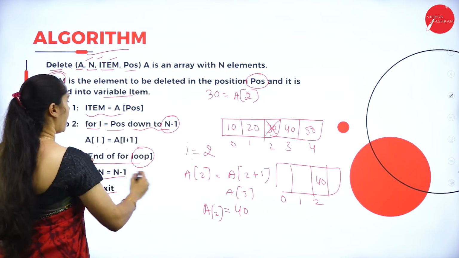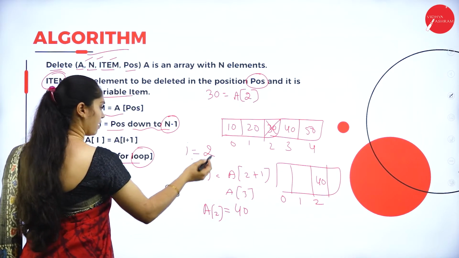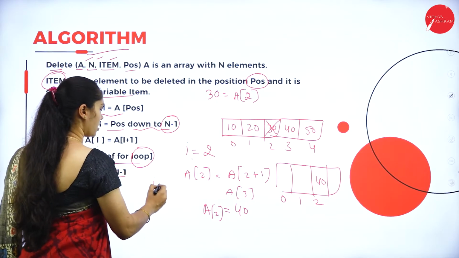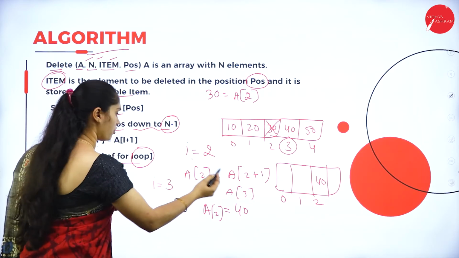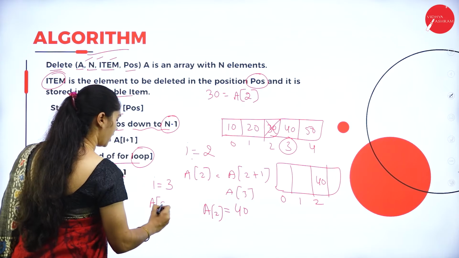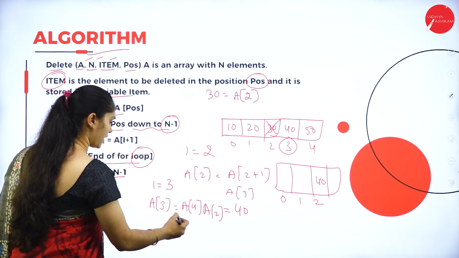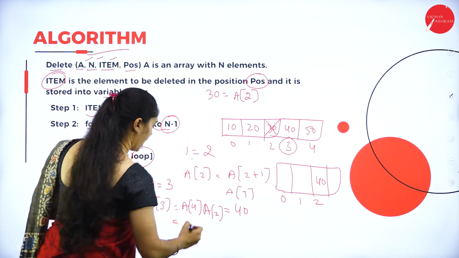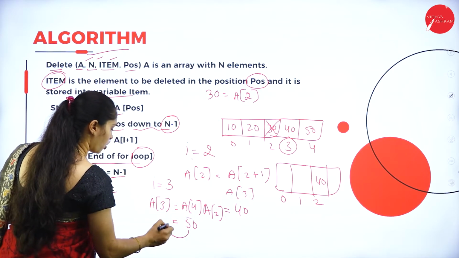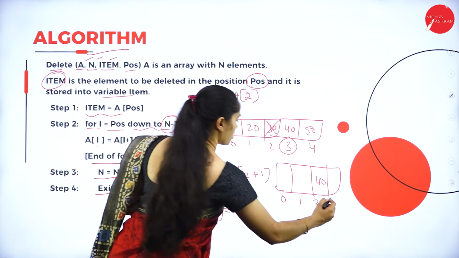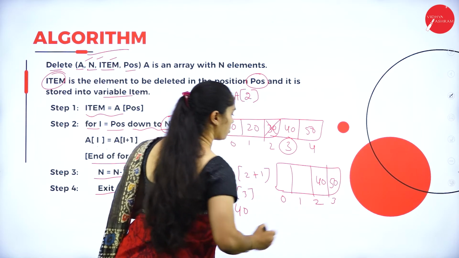So after that, the same thing is going to happen again. I is going to be incremented by 1. So now the I value will be 3. After that, here A of 3 is equal to A of 3 plus 1. Let me consider A of 4 directly. So in A of 4 what do we have? 50. That needs to be copied to the A of 3rd position. So here 50 is going to be copied.